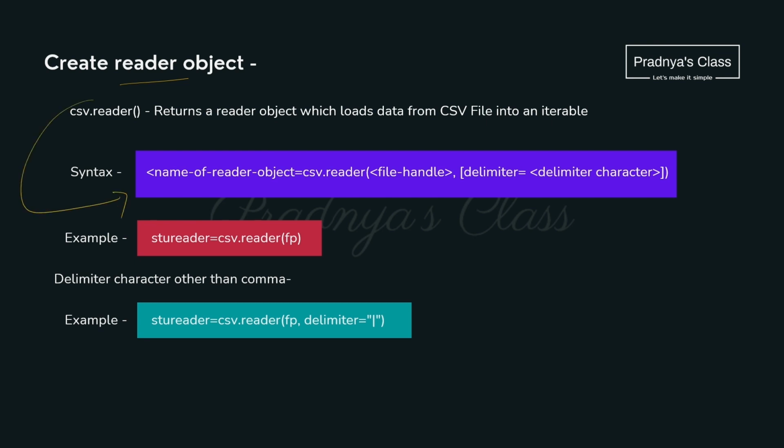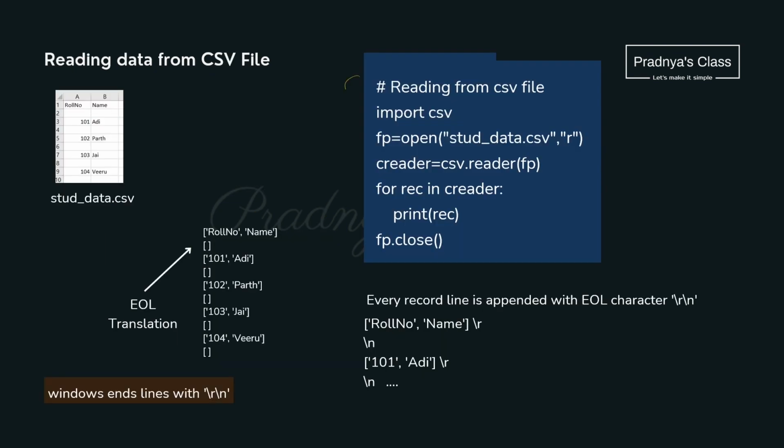Here is the syntax. To create a reader object, we will be using the reader function, which is from the CSV module. The first parameter is the file handle. The second parameter is the delimiter. Look at the example: csv.reader, and the parameter is the file handle. Now look at the simple code which will read data from the file.